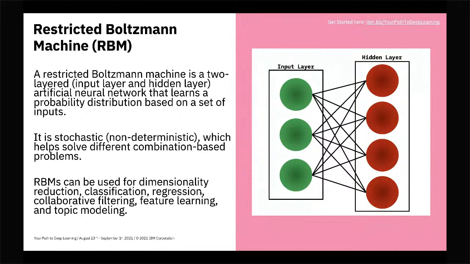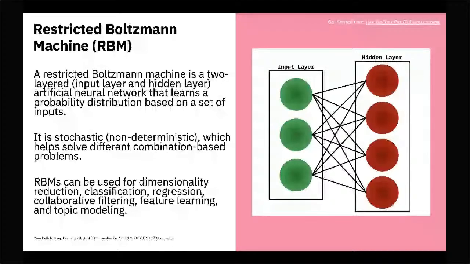RBMs can be used for dimensionality reduction, classification, and regression. They are also helpful for collaborative filtering, feature learning, and topic modeling. And as the name suggests, it's called a restricted Boltzmann machine.